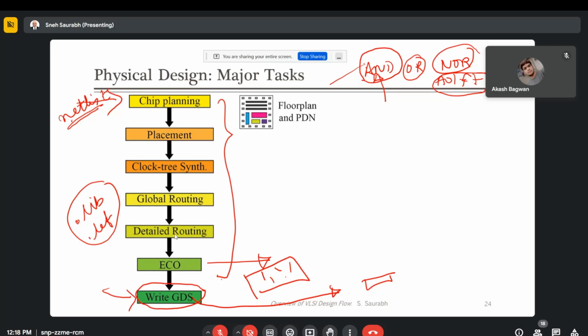So let me continue. Now we'll be going into each design task within the physical design process, right? So the major tasks are chip planning, placement, clock tree synthesis, global routing, detailed routing, and so on. We'll cover these tasks in some detail now.